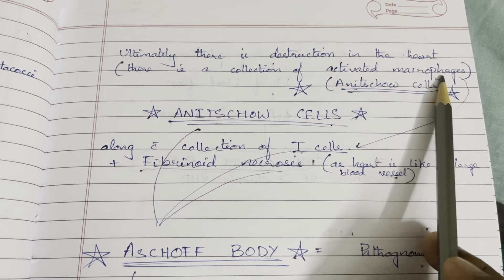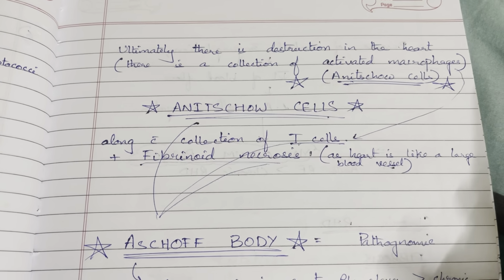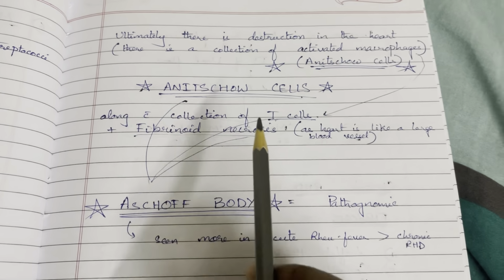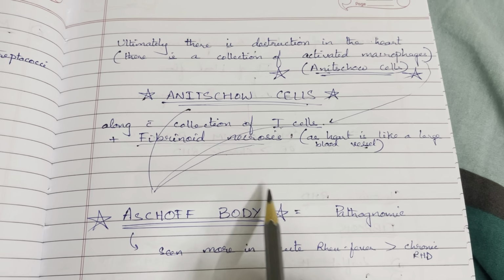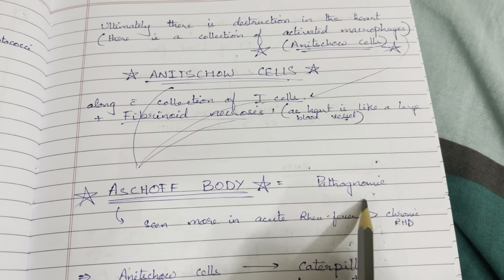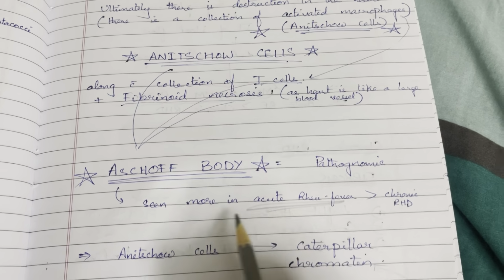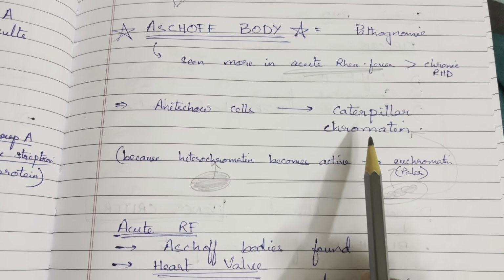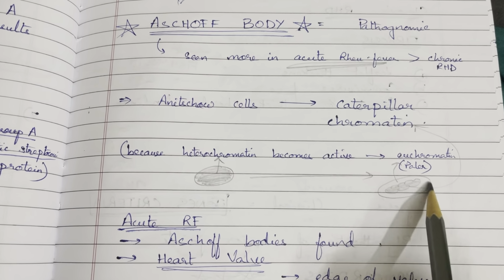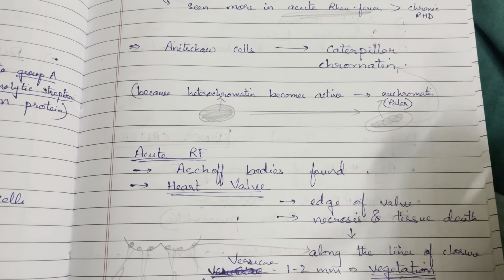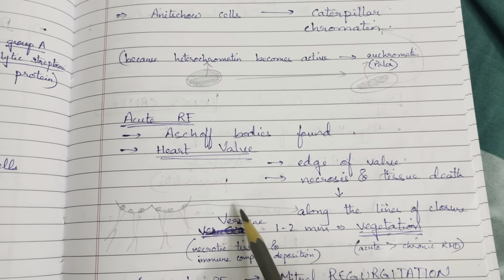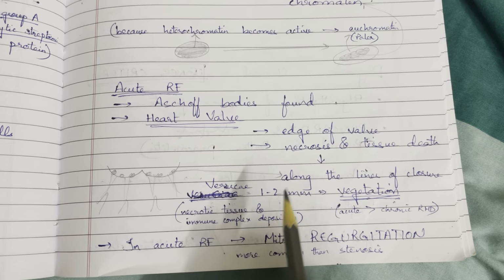There is a collection of activated macrophages called Anitschkow cells. Okay, Anitschkow cells. So these Anitschkow cells, along with T cells and fibrinoid necrosis, form the Aschoff body, which is pathognomonic of acute rheumatic fever. Okay, so in Anitschkow cells, you can see caterpillar chromatin because it is paler. Okay, so it is euchromatin, active. Then in acute RF, Aschoff bodies are formed. Okay, so that is important.